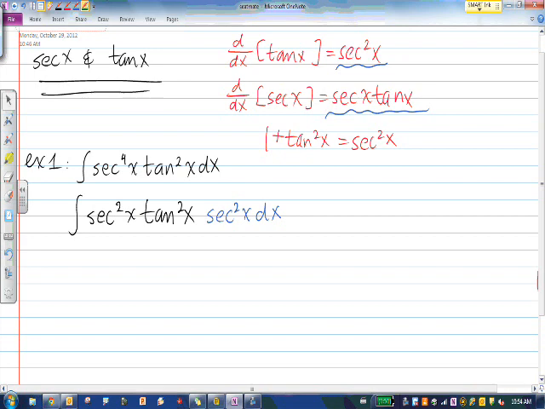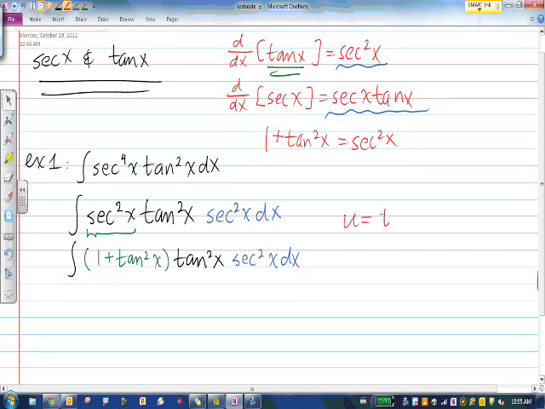What I'm going to do is with the remaining secant squared, I'm going to use the identity from above and turn everything into tangents, because then I can do a quick u sub. So secant squared can be replaced with a 1 plus tangent squared of x. So what I have in my integral is the 1 plus tan squared of x, the original tan squared of x, and the secant squared of x that I pulled out, dx.